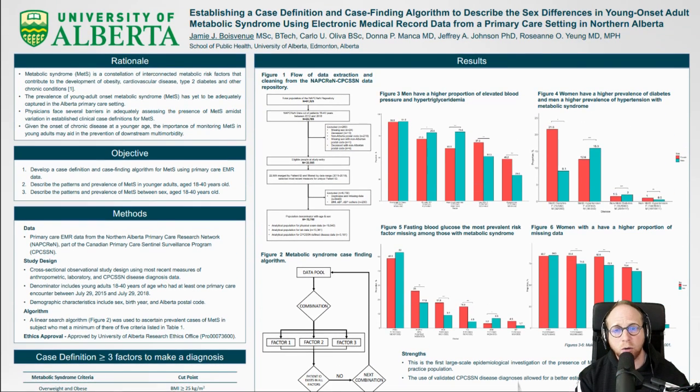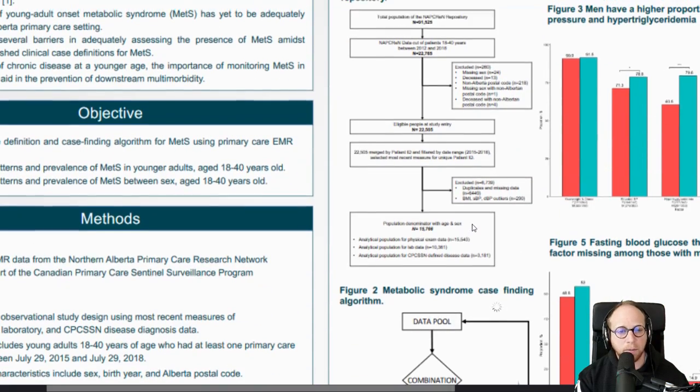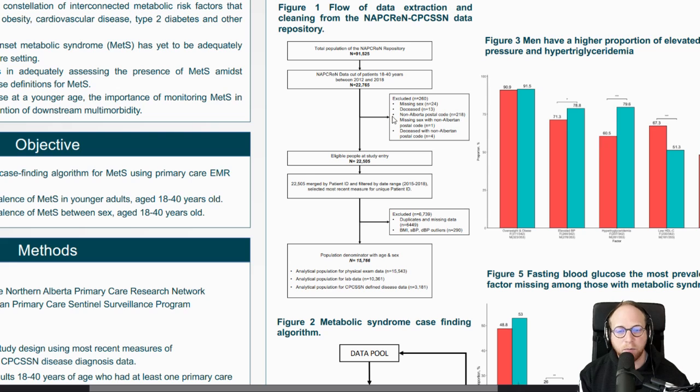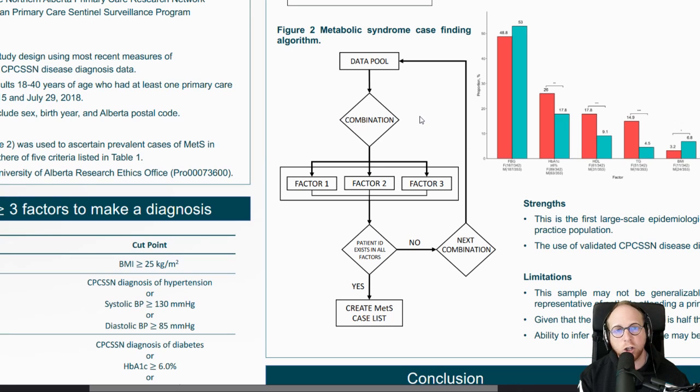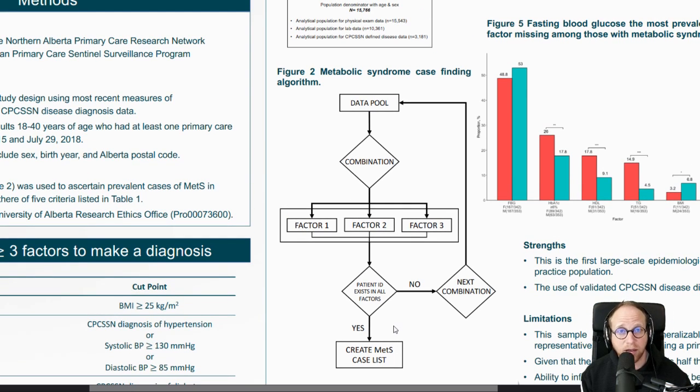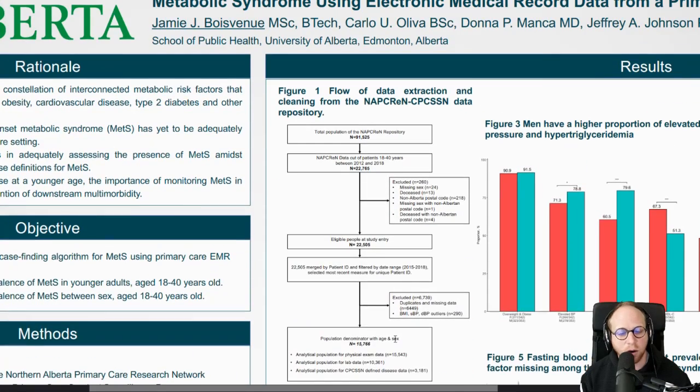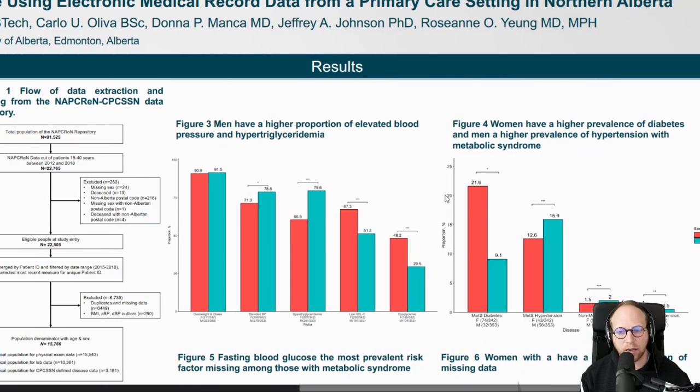What we found in our cohort was that after filtering for missing sex, postal code, duplicates, outliers, etc., we started with a denominator of 15,766 individuals. And our case-finding algorithm takes a combination of 10 different combinations of three factors, and if an individual is identified as having all three factors, they go into a metabolic syndrome case list and are identified as having metabolic syndrome. The caveat here is that individuals can be identified more than once if they have more than one combination, so we factored that into our overall population prevalence estimates.